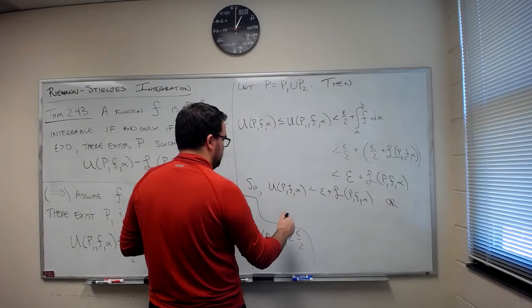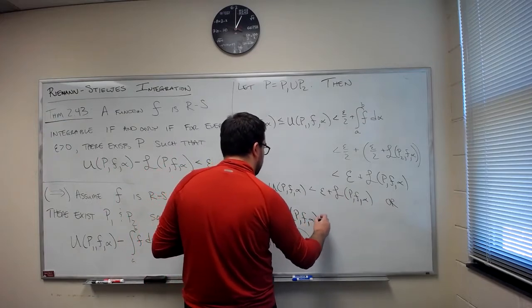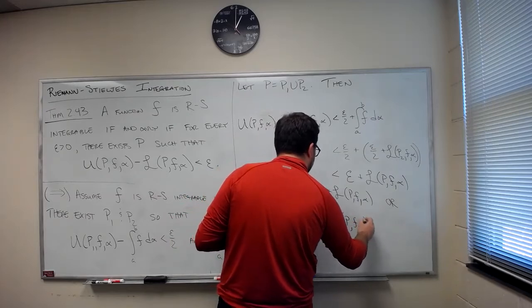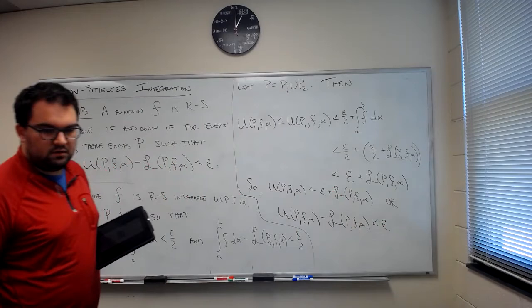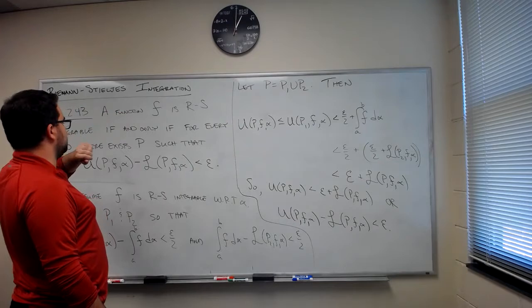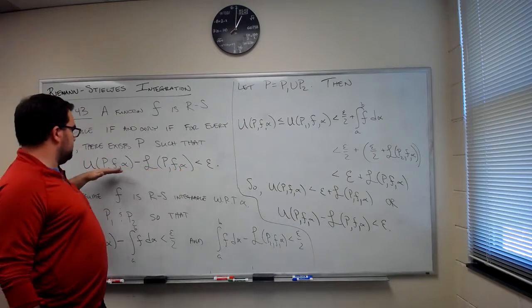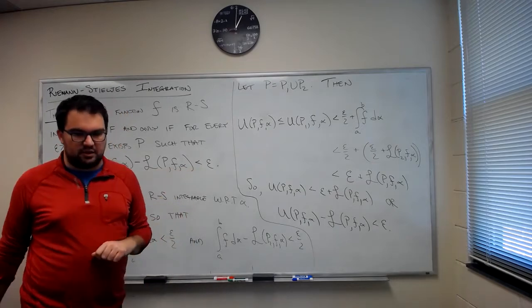Or if I just subtract over, UPF alpha minus LPF alpha is less than epsilon. All right, so I'm halfway done with this proof. What have I shown? I have shown that if my function is Riemann-Stieltjes integrable, then there in fact exists a partition such that the difference between the upper and lower Darboux-Stieltjes sums is less than epsilon.